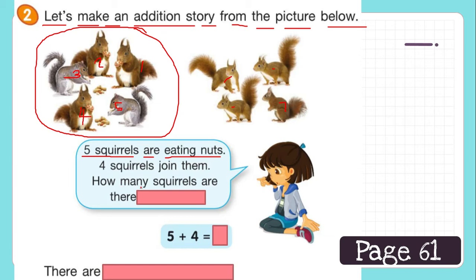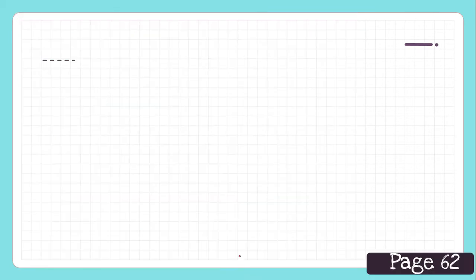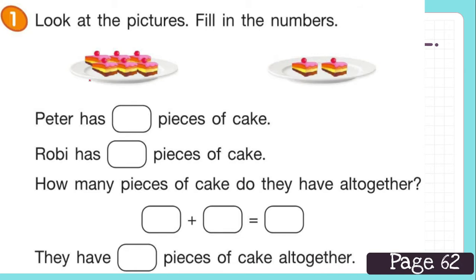How many squirrels are there all together? All together means we're going to plus. So we're going to write here 5 and 4, and then we're going to add them together. So 5 plus 4 equals 9. Next, we're going to write there: there are 9 squirrels all together. There you go.